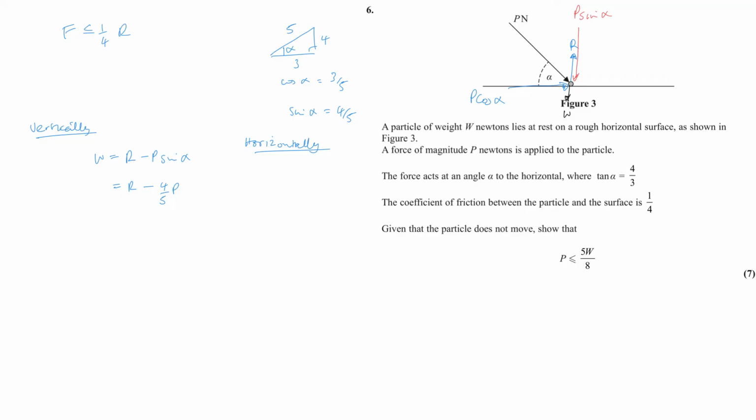P cos alpha is equal to the friction, or the friction is greater than, or could be a little bit less. So the friction maximum is greater than or equal to 3/5 P. So this is equal to R equals W plus 4/5 P, and F max is mu, which is a quarter R.